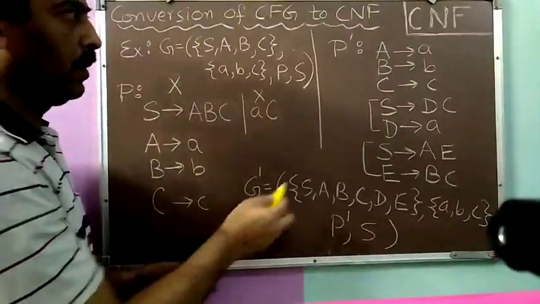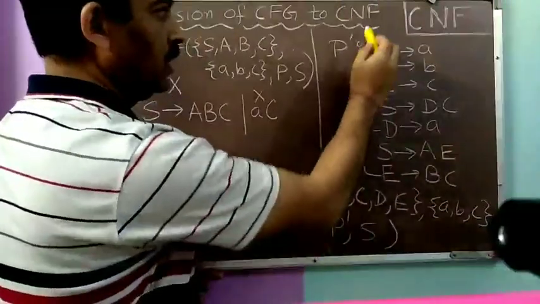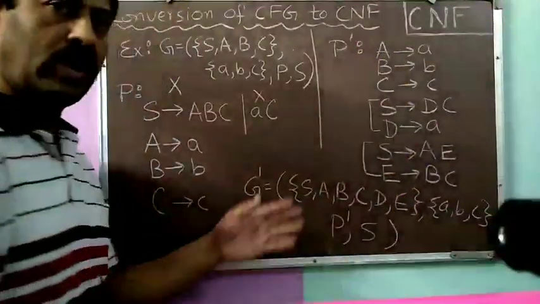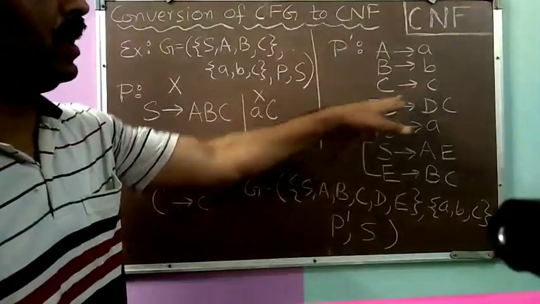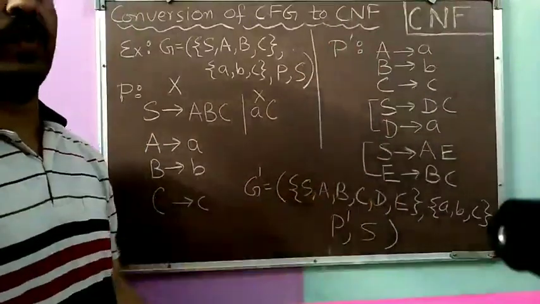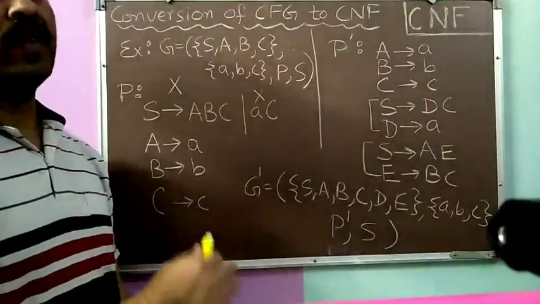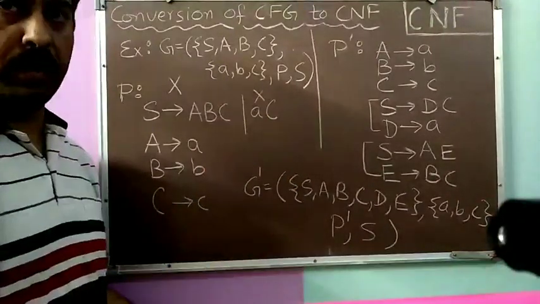So it is the equivalent grammar, but now all the productions in the P dash, the set of productions, follow the form which is required by CNF: either variable to a terminal or variable to two variables. So all productions are in the required format. In this manner, we can convert our CFG into CNF. So this is an informal process.